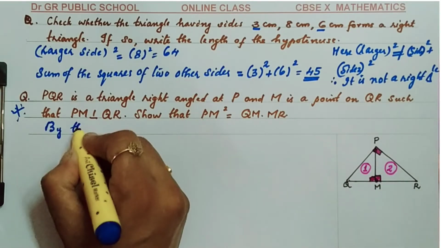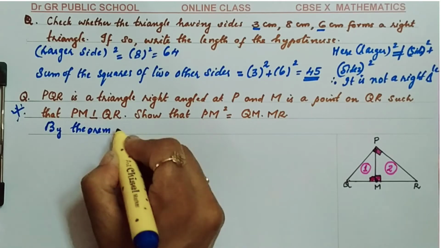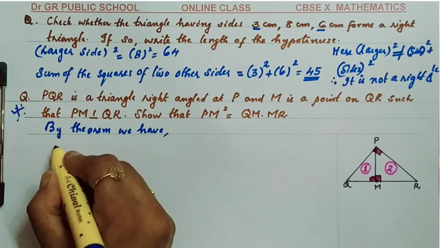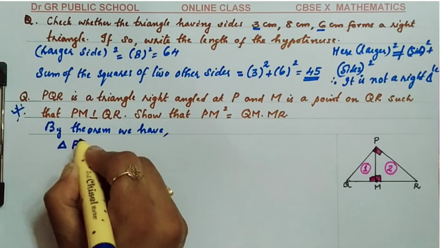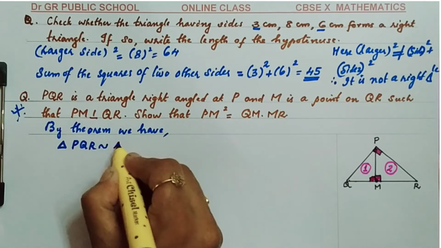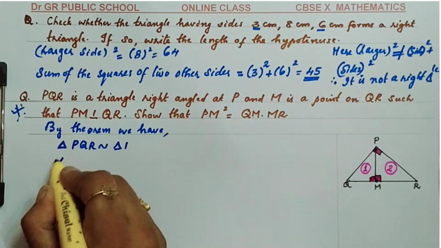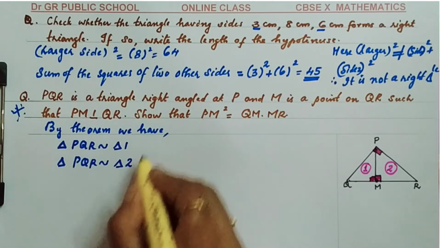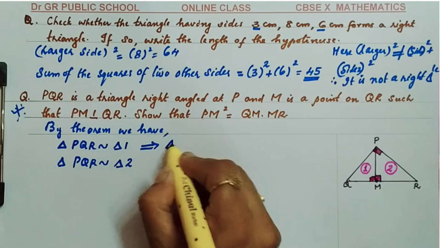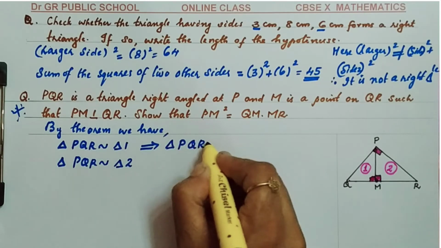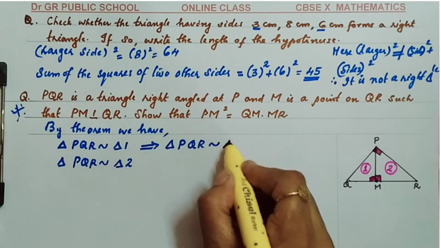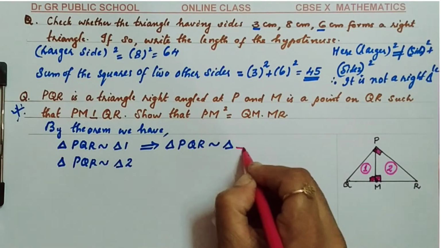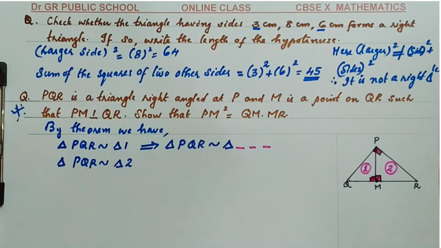From this, what you can say by theorem 1, we have triangle PQR is similar to triangle QPR, both are same. Triangle PQR is similar to triangle 1. And also, triangle PQR is similar to triangle 2. But we need to write the correct order of vertices for triangle 1. Okay, we can check how the similarity comes in triangle 1. Write the 3 letters in the correct order.